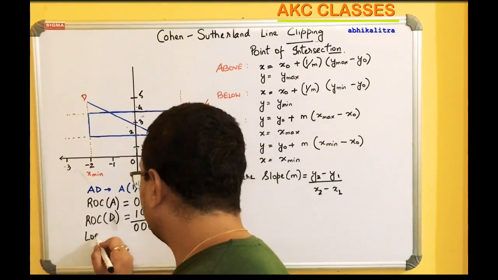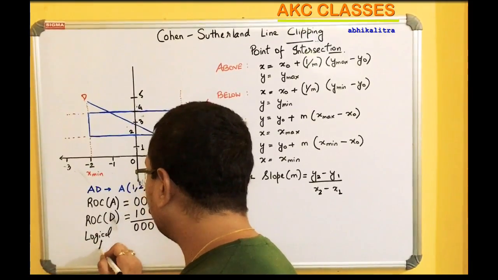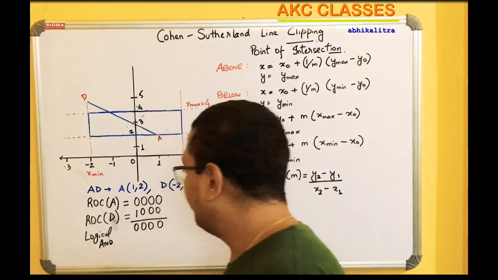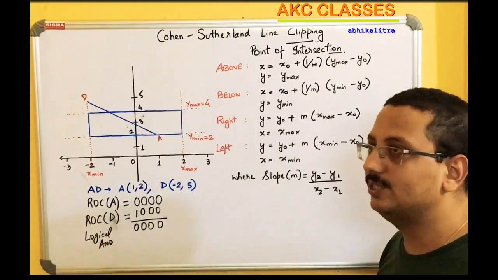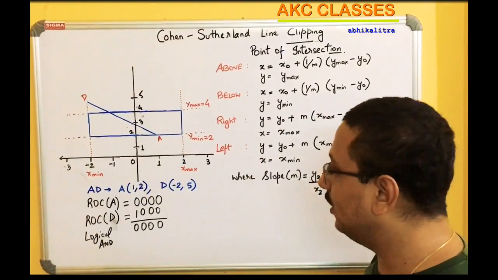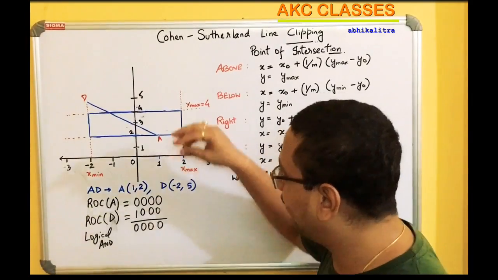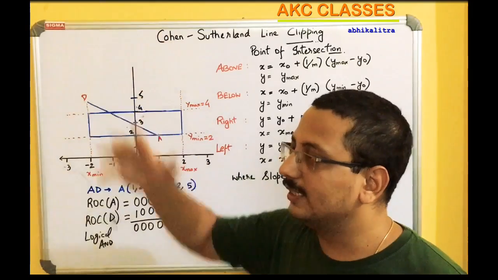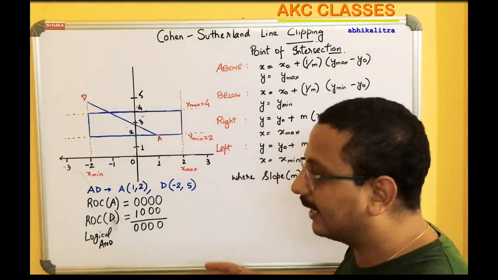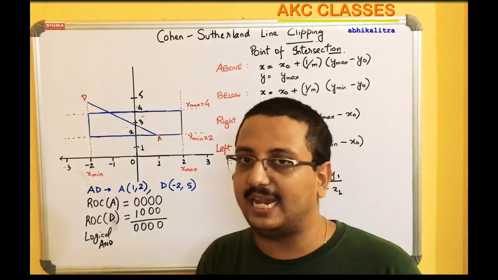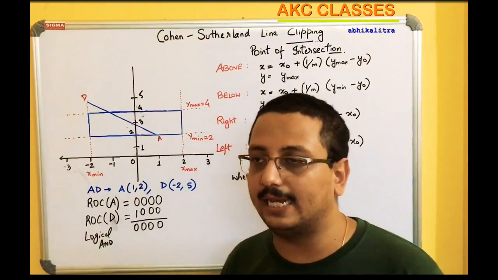If we perform the logical AND operation, we get all zeros over here, and if we get all zeros, then we know that this particular line is partially visible. That means a part of the line has crossed the rectangular display system, and we have to apply the Cohen Sutherland line clipping algorithm.